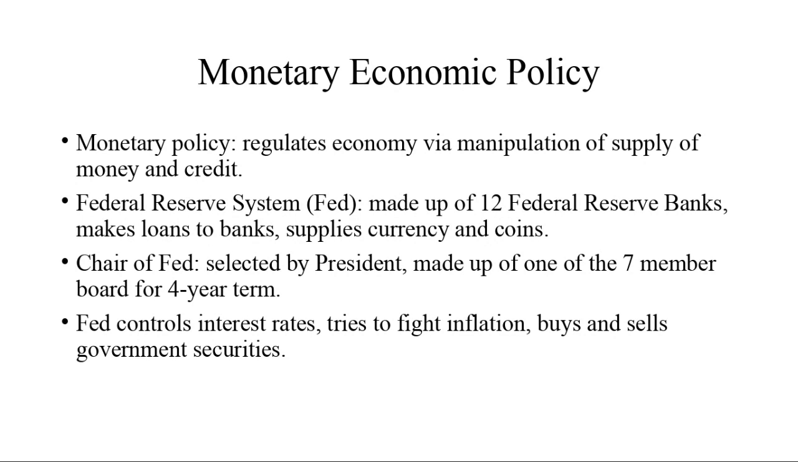So we have the Federal Reserve System, or the Fed as it's commonly known, made up of 12 Federal Reserve banks located in major cities. And the Fed is the bank for bankers. They make the loans that banks take out. So basically, the Fed is the bank for the banks. And so they'll supply the currency and the coins.